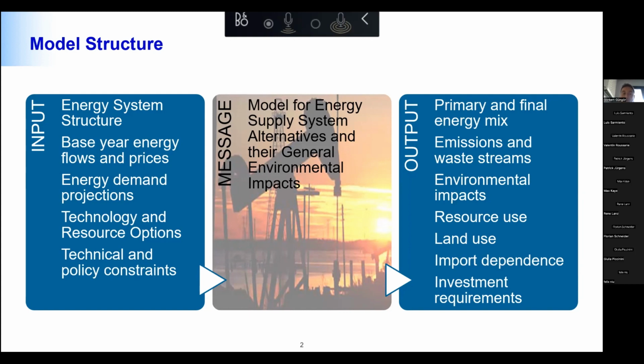The technical constraints are mainly due to the operation and maintenance of the power plants. It can be thermal power plants, or it can be renewable power plants, and the policy constraints. Of course, there have to be policy constraints in the energy system, because when we think about the energy transition, this transition will be from one point to another.